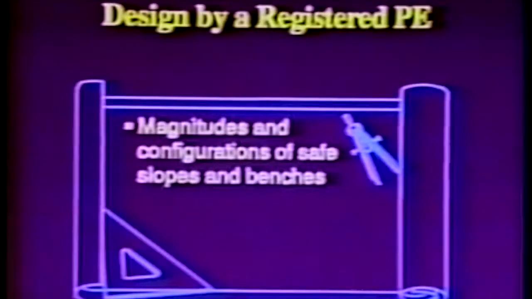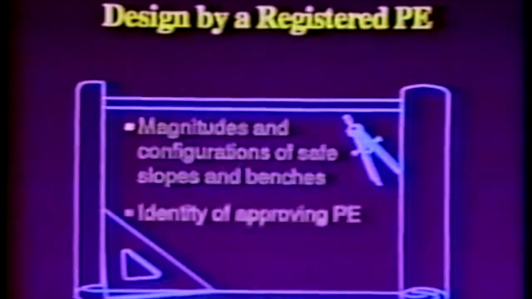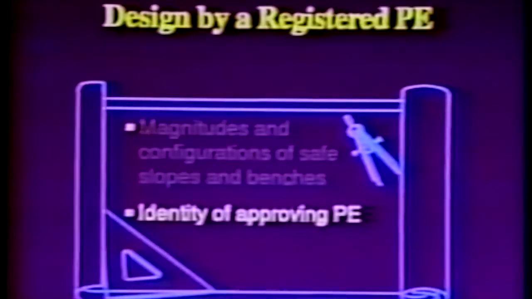At least one copy of this data must be kept at the job site during construction of the protective system. The fourth option involves the design by a registered professional engineer. Designs must be in written form and must include the magnitudes and configurations of slopes and benches determined to be safe for the project, as well as the identity of the approving PE.